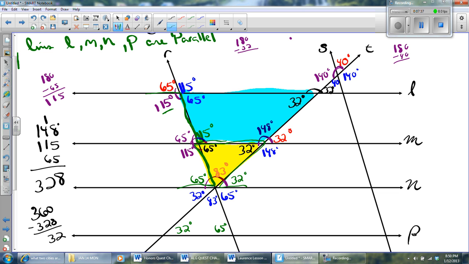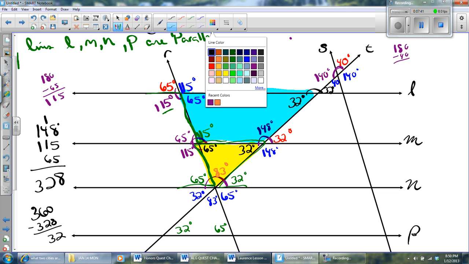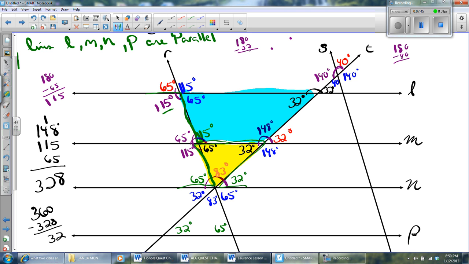Then I have a supplementary angle here, and supplementary angle is going to be 180 minus 32. Seems to me I've done that before. There's my math. I don't remember where I wrote it in though. So 148. There it is. That's a 148 degree angle, which makes this one 148 degrees.